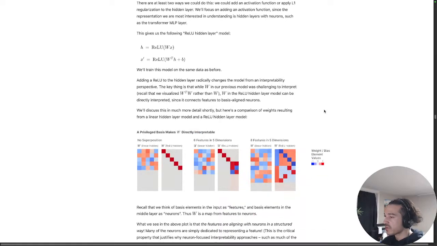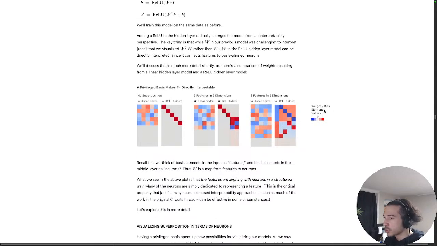Here we have a diagram of how a privileged basis makes W directly interpretable. No superposition: W linear hidden layer, W ReLU hidden layer. The W linear hidden looks like noise, whereas the W ReLU hidden is on the diagonal. 6 features in 5 dimensions. W linear hidden, again, looks like noise. W ReLU hidden looks like 3 on the diagonal, and then it sort of breaks down into not exactly noise, but a lot of negative ones and ones, but more ones than negative ones, or at least more high values than low values, but still very polarized.